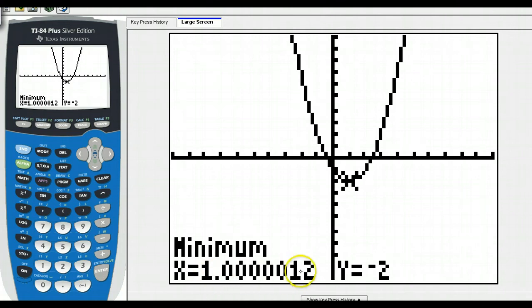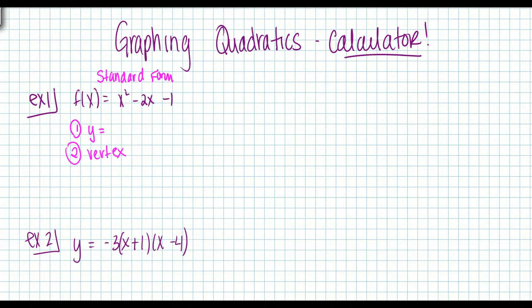So sometimes you get some funky decimals or maybe scientific notation. 1.00000012 is the same as 1. So here my vertex is 1, negative 2. So I could use that to help me graph. 1, negative 2.